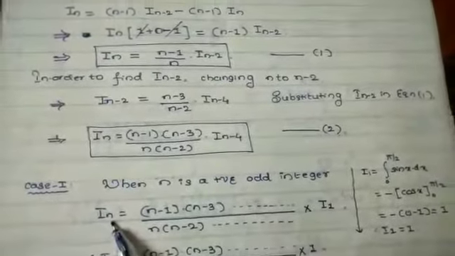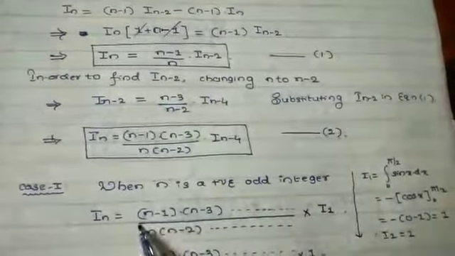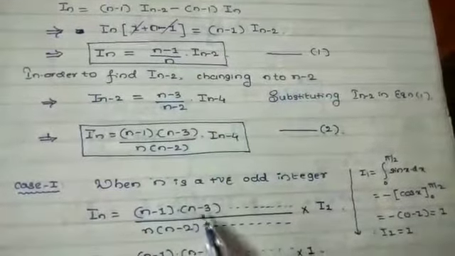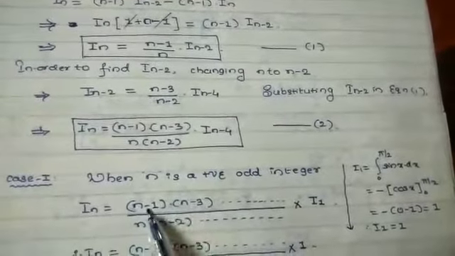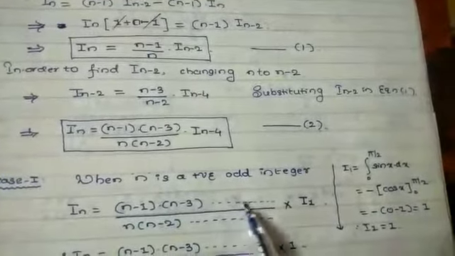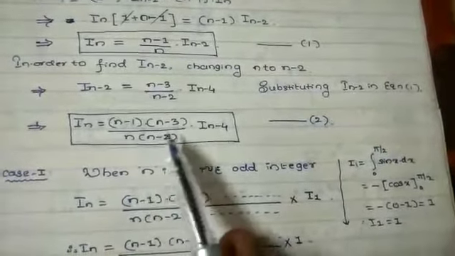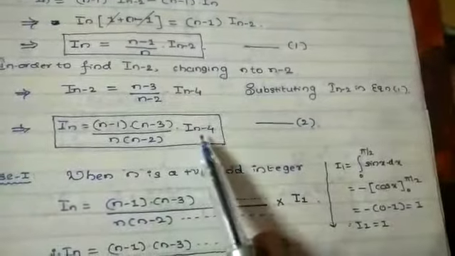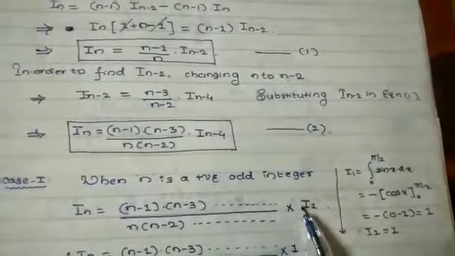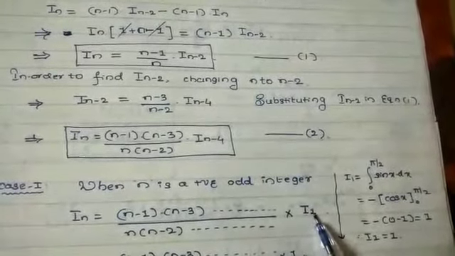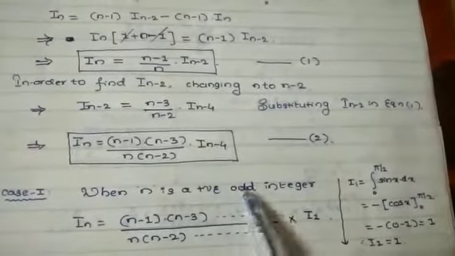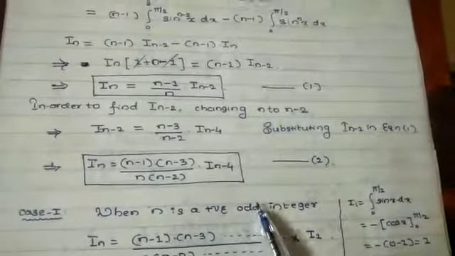Odd, I_n is equal to (n minus 1)(n minus 3) and so on, that is, n minus 1, n minus 3, n minus 5, n minus 7, and so on up to n, divided by n, n minus 2, n minus 4, n minus 6, and here it becomes I1. We have written this, just concentrate, how will it come. For this we have to calculate for odd numbers.